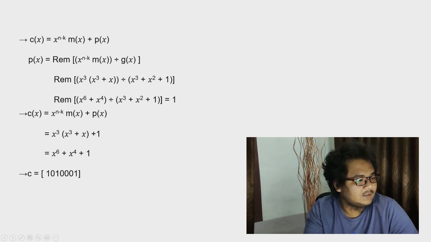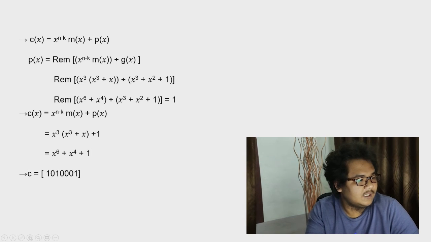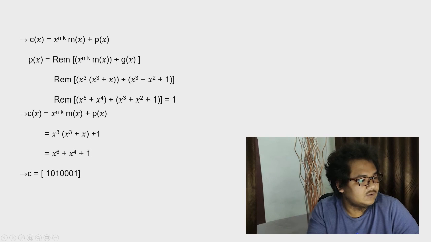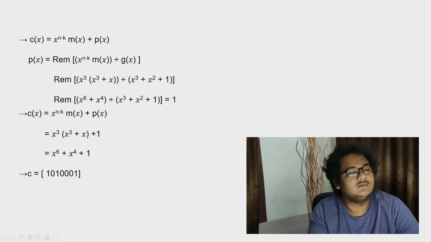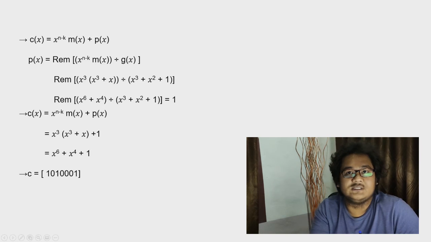We get for the answer 1 for x to the power of 0, 0 for x to the power of 1, 0 for x to the power of 2, 0 for x to the power of 3, 1 for x to the power of 4, 0 for x to the power of 5, and 1 for x to the power of 6. That's all for the systematic cyclic code.